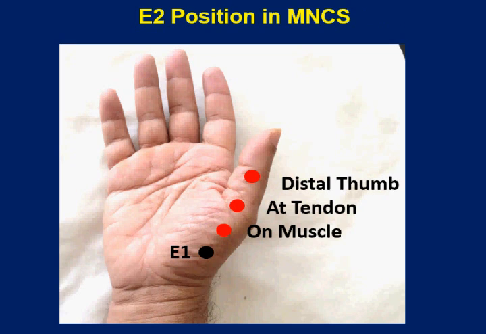The position of the E2 electrode is also critical in motor nerve conduction studies. We recorded the compound muscle action potential using 3 different positions of the E2 electrode: over the muscle, at the tendon, and distal to the thumb. The position of the E1 electrode was identical and it was over the motor point.